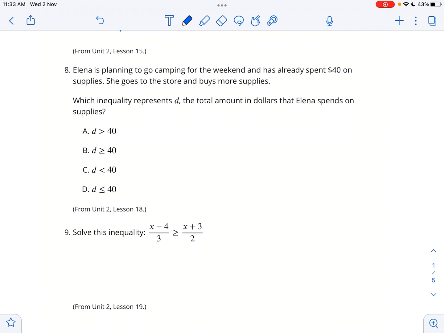Question 8. Elena is planning to go camping for the weekend and has already spent $40 on supplies. She goes to the store and buys more supplies. Which inequality represents D, the total amount of dollars that Elena spends on her supplies? So she's already spent 40 and now she's going to go and buy some more. So that means that it doesn't say that she's going to spend nothing, right? She's definitely buying more supplies. So the amount that she spends is going to be more than $40.